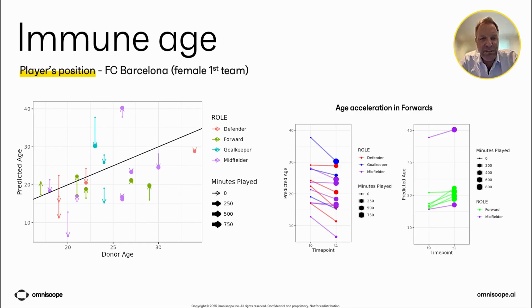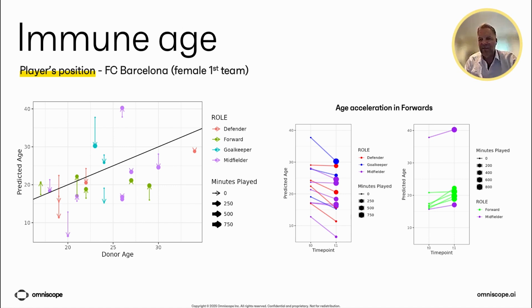But then we looked much deeper into detail at where those players are positioned on the pitch. So what is the role of those players, being a defender, forward, goalkeeper, or midfielder? And this is summarized on the left, but on the right, we've broken that down into players that decelerate or accelerate immune age over the course of the season. And you see clearly that on the very right side, the players in green, the forward players, all showed acceleration of immune age over the season, whereas most of the rest of the team showed a deceleration.